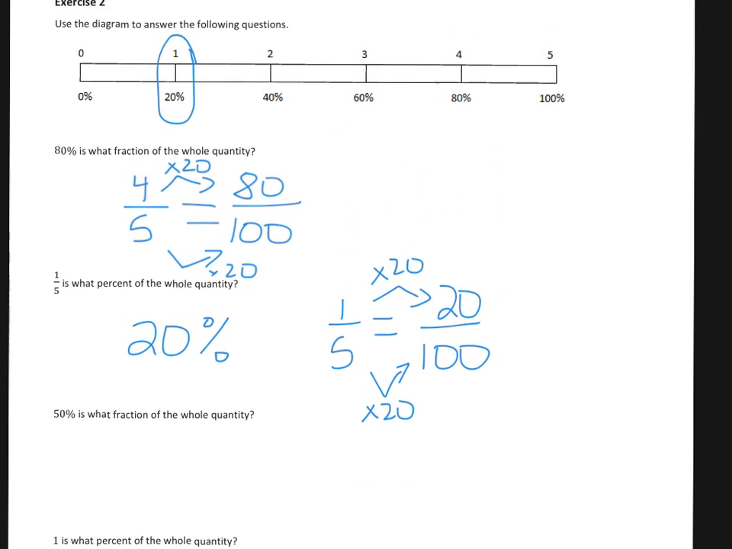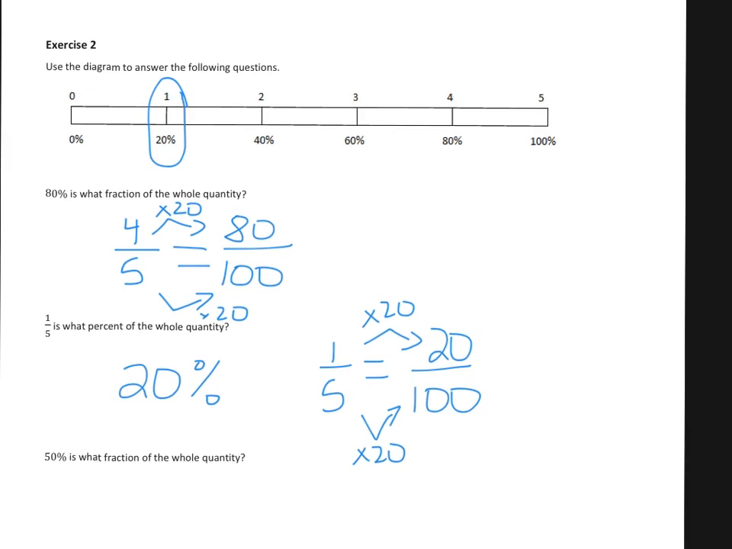50% is what fraction of the whole quantity? Now check this out. There is no 50%, right? 50% is half. 50% would be like right here. I would say this is 50%, which is between 2 and 3. So that's like what, 2.5?